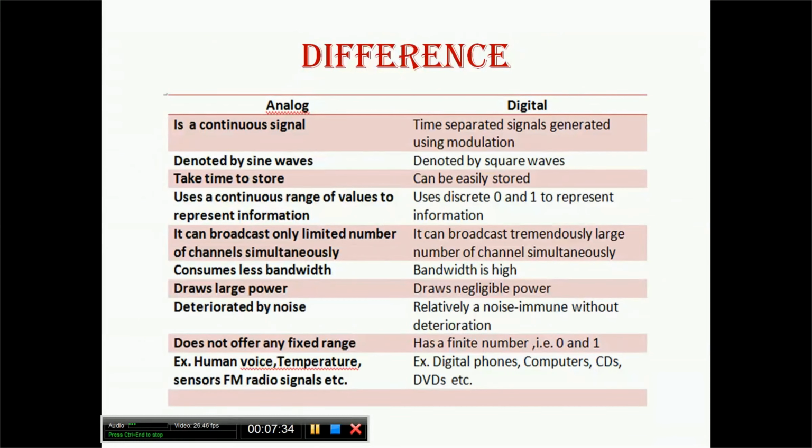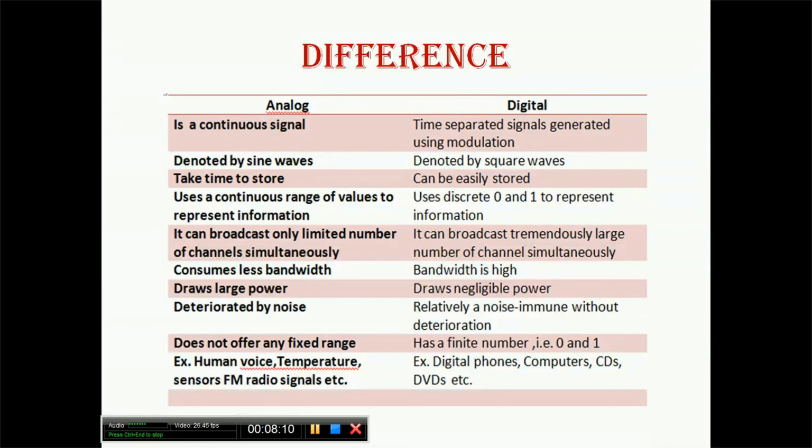Now these are some of the differences between analog signals and digital signals. First of all, an analog signal is a continuous signal. A digital signal is not continuous; it is a time separated signal. Analog signals are denoted by sine waves; digital signals are denoted by square waves. Analog signals take some time to store, while digital signals can be easily stored. Analog uses a continuous range of values, while digital uses only discrete values 0 and 1.